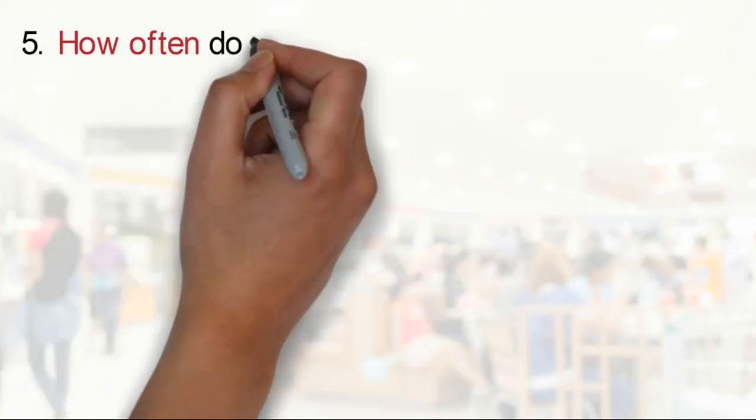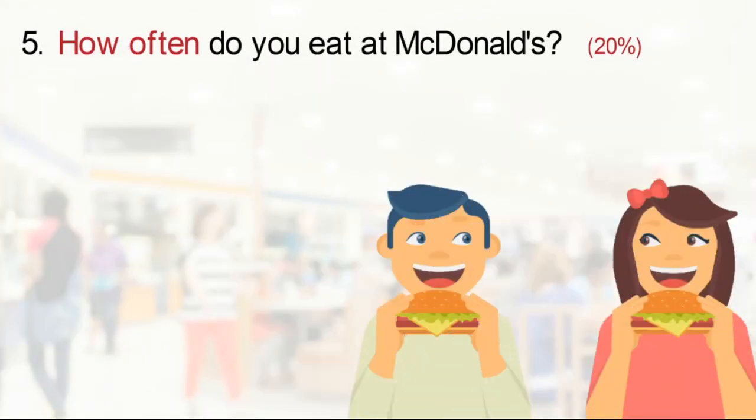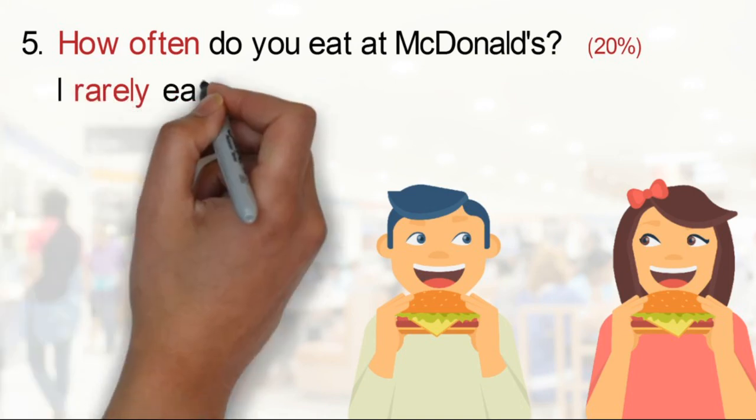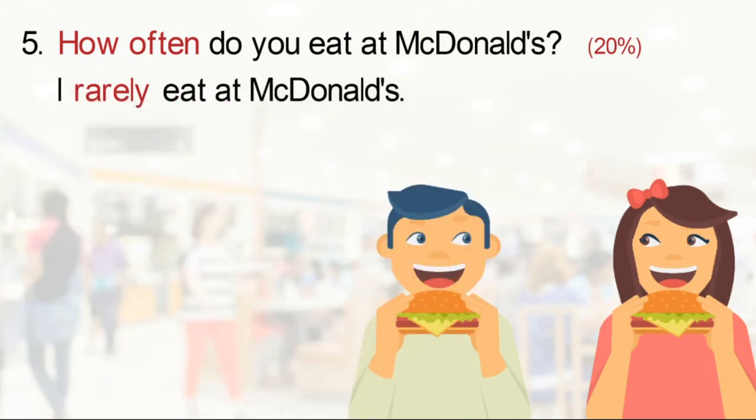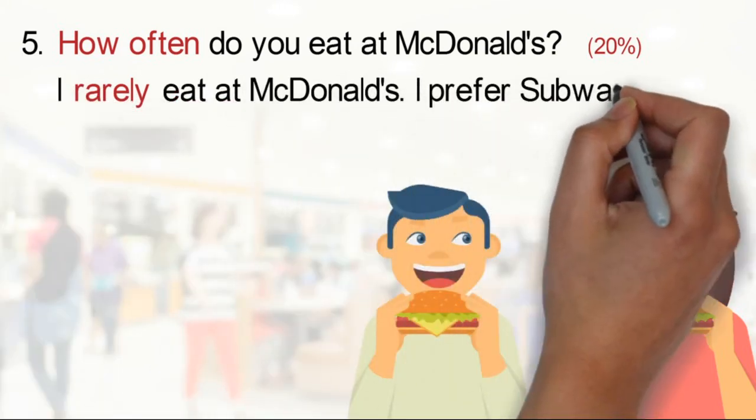How often do you eat at McDonald's? 20%. What adverb of frequency means about 20%? That's right, rarely. So how would you form the answer? I rarely eat at McDonald's. I prefer Subway.